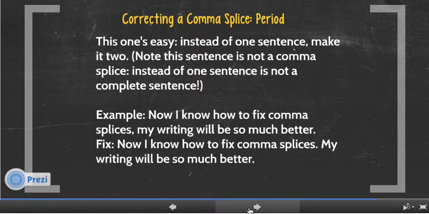If you're replacing with a period, all you need to do is take out that comma, put in a period, and capitalize the next letter. An example: "Now I know how to fix comma splices, comma, my writing will be so much better." The fix: "Now I know how to fix comma splices. My writing will be so much better." Right, so it's quick and easy.